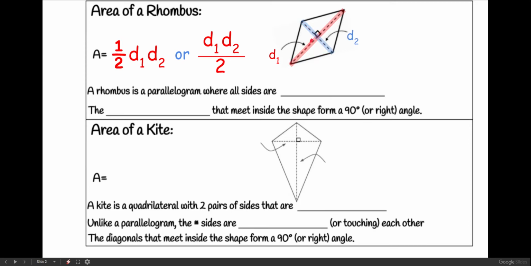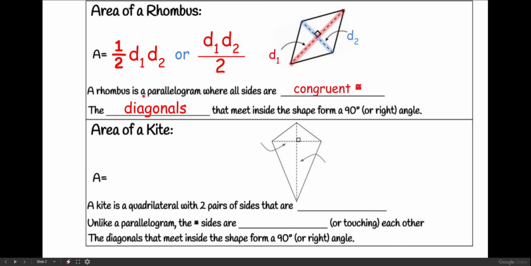Basically, because it has 4 corners, if you run a line from one corner to the opposite one, and the other pair as well, you'll create 2 diagonals on a rhombus. And what is a rhombus? Think of it as a square that's been kind of squished. It's a kind of parallelogram where all the sides are congruent, or equal, just like a square. The diagonals that meet inside the shape form a 90-degree, or right, angle. As you can see, the diagonals right here cross and form a 90-degree angle.